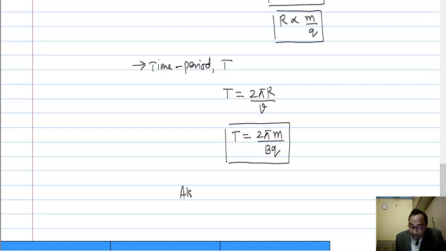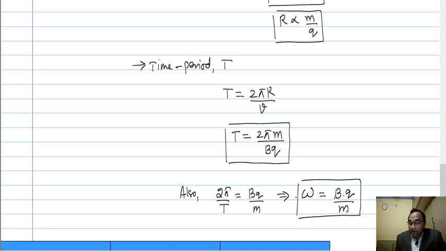Also, I can say 2 pi by T is bq by m. In other words, angular velocity omega is bq by m, which means that both the time period and the angular velocity are independent of the radius of the path. Very important conclusion. This frequency is also sometimes known as cyclotron frequency.